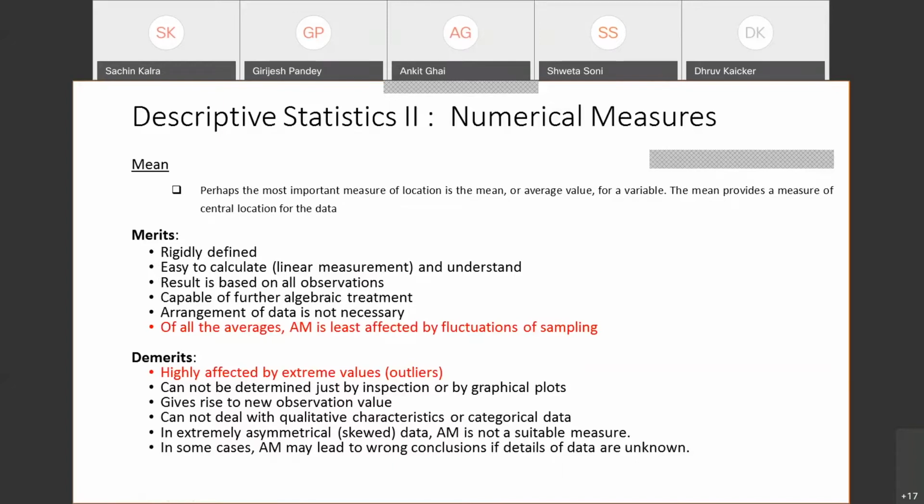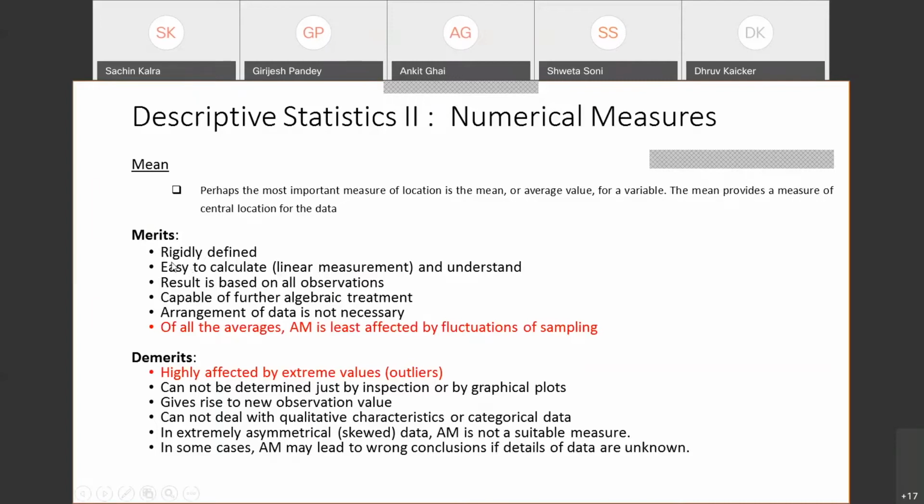to infer statistics about the population from the subset, or I say sample, we always take norms so that we can generalize our hypothesis or analysis over the whole population. Now, let's quickly see what are the merits and demerits of mean.